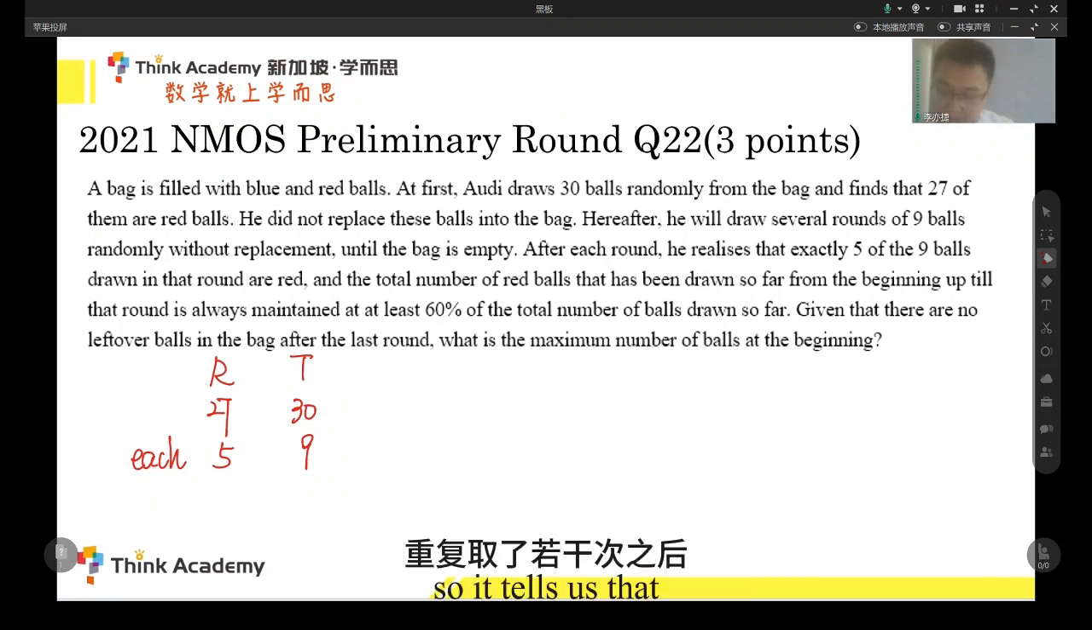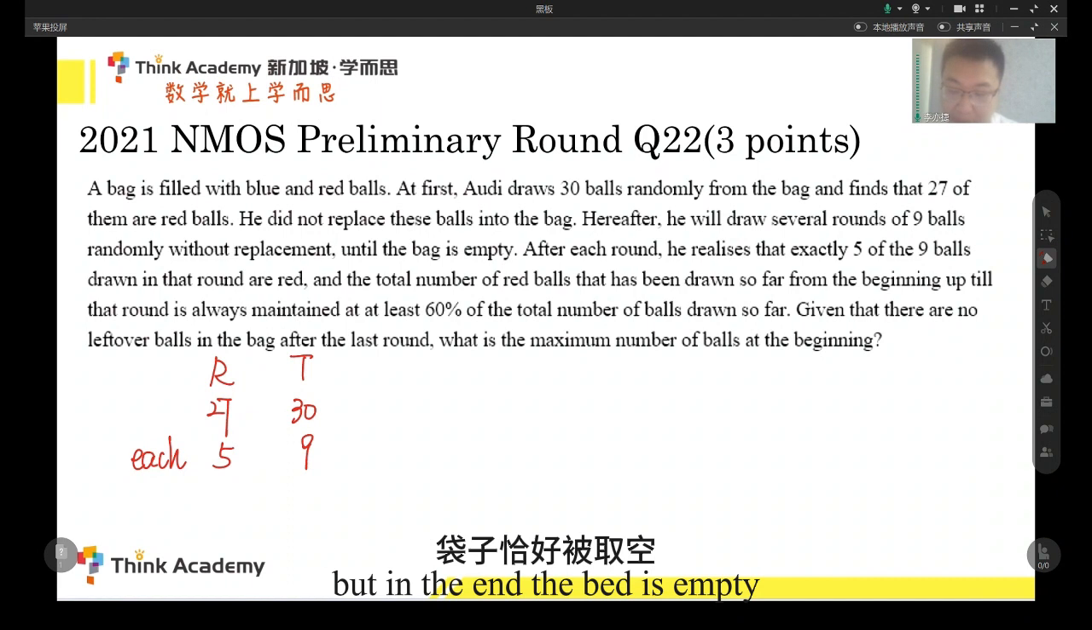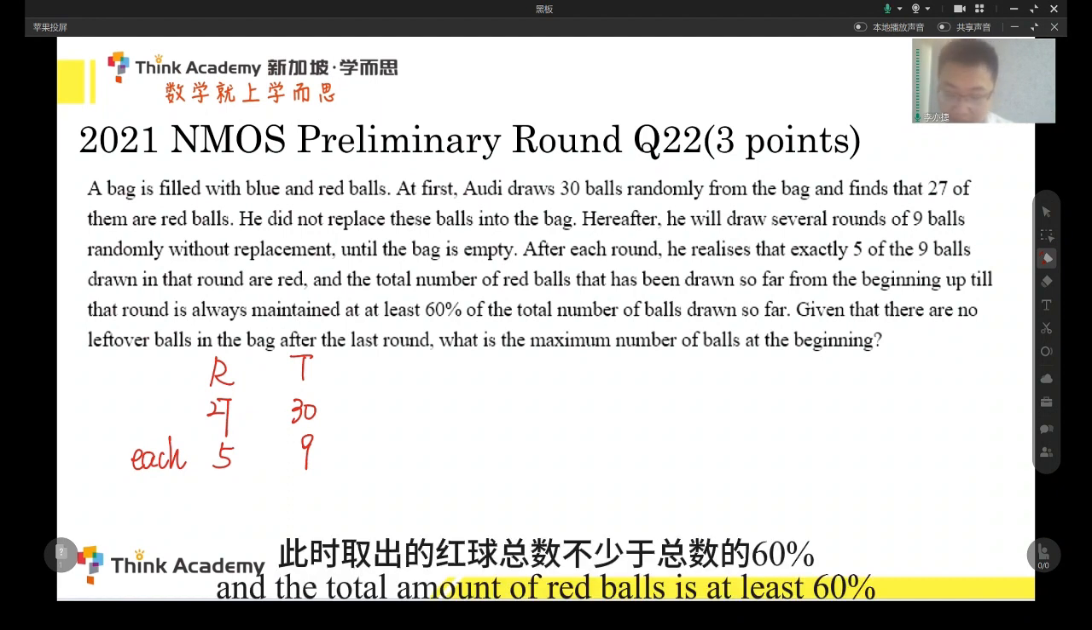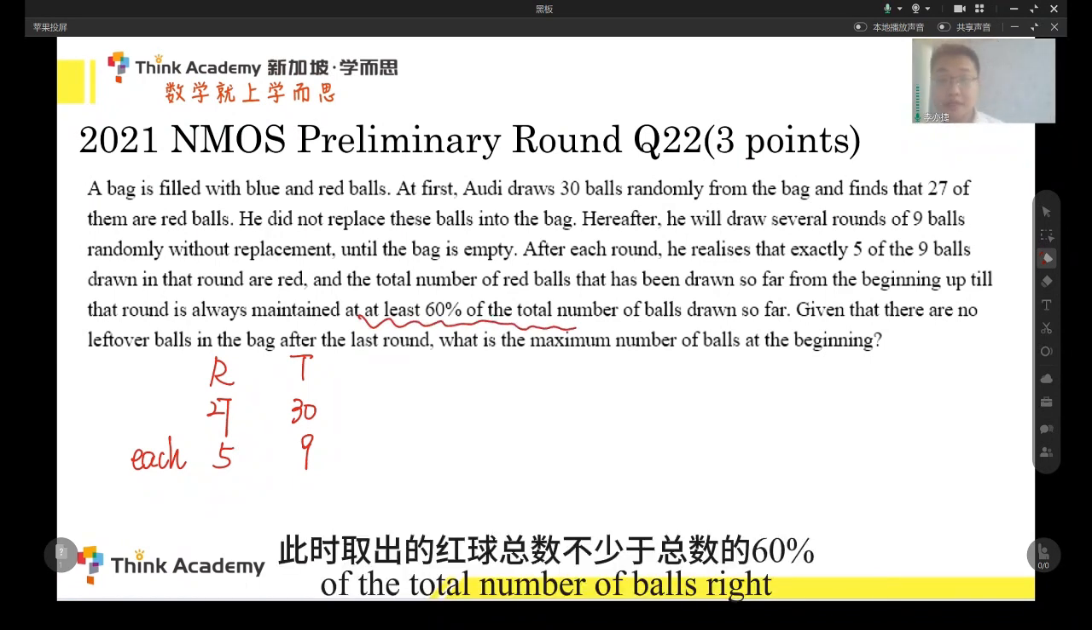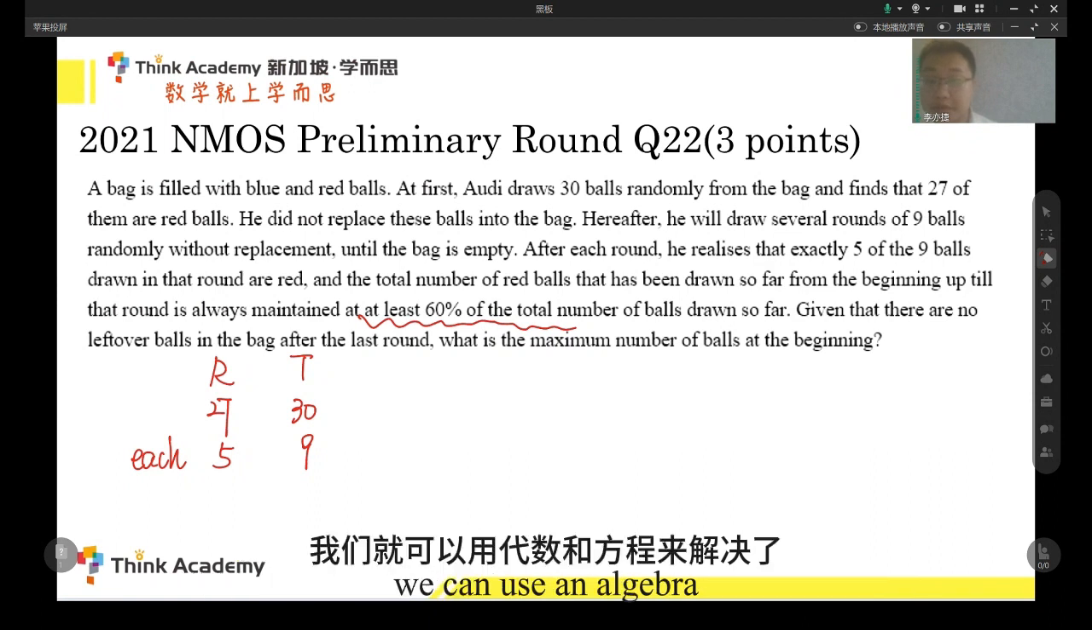So it tells us that he repeated the process for some number of times. We don't know how many times, but in the end, the bag is empty, and the total number of red balls is at least 60% of the total number of balls, right? So let's think about it. If this is equal to 60%, how can we solve the problem? We can use algebra, a formula, to do it, right?